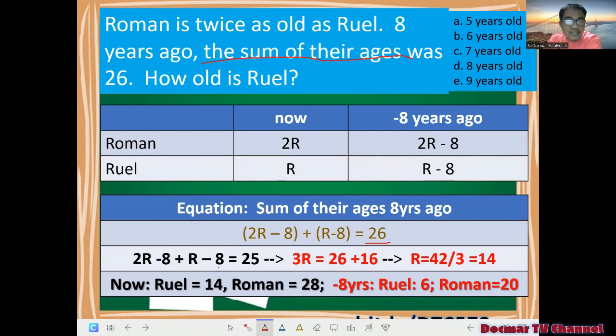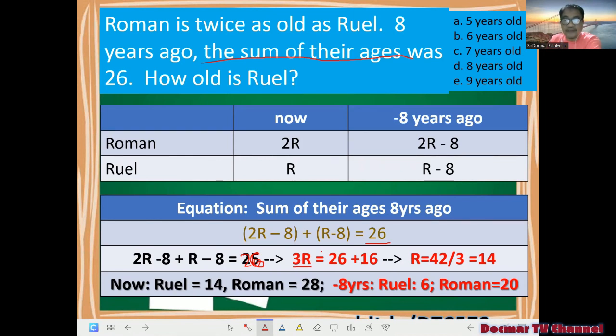So, 2R minus 8 plus R minus 8 equals 26. Sorry, because the sum of their ages was 26. Therefore, minus 8 plus minus 8, we transpose this to the right, it becomes positive 16. So 2R plus R is 3R. Okay, and 26, this is 26. So 26 plus 16 is 42.